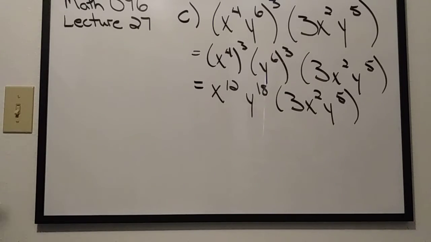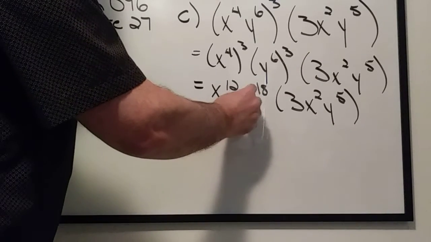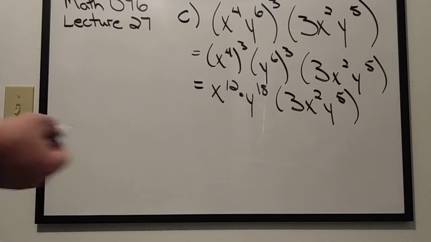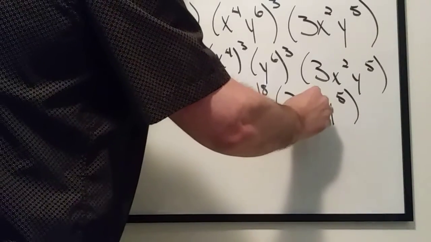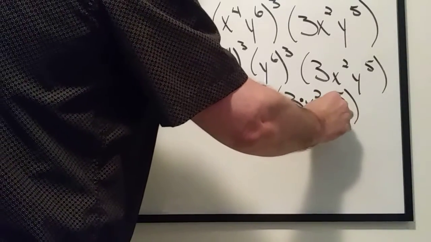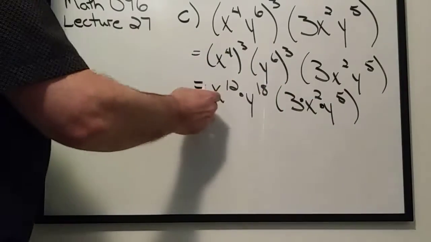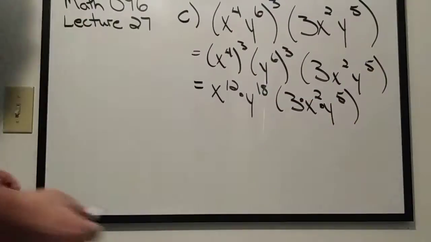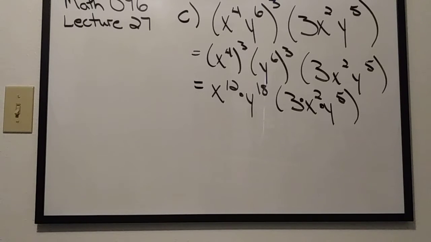So what you have to remember is that this x to the 12th and this y to the 18th are connected by a multiplication. So you can go ahead and write that multiplication dot there. And similarly here, the 3 and the x squared are connected by multiplication. The x squared and the y to the fifth are connected by multiplication. And both of these pieces, the one on the left and the right, are connected by multiplication as well. And remember once again that multiplication is commutative.